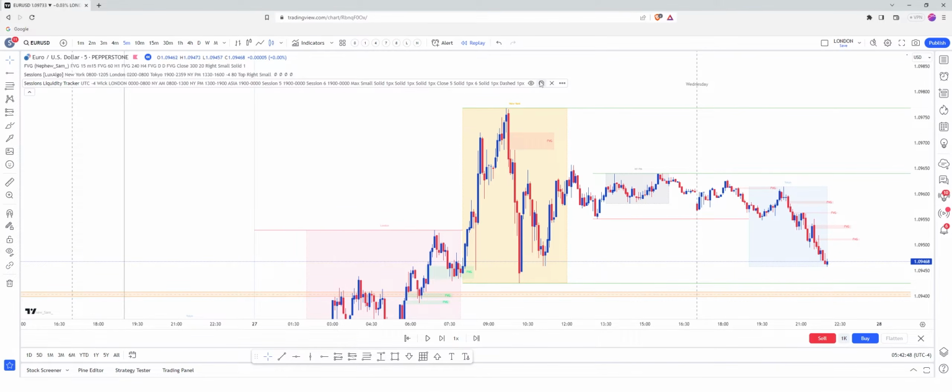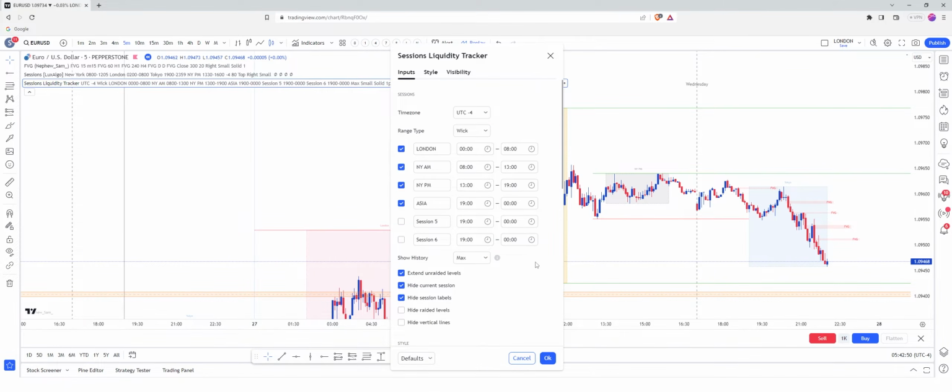The settings that I've got on the session liquidity tracker are all standard as far as session timings go. I've changed the show history to maximum, so I've got as many lines on there as possible. It's going back in history as far as possible. Extend unrated levels. So this is extending the green lines across the entire chart, so I can always see them as price is approaching them.